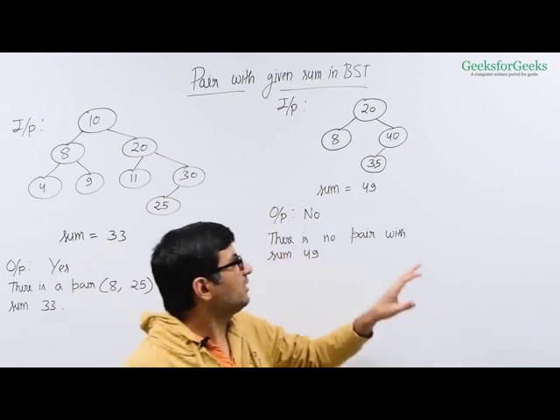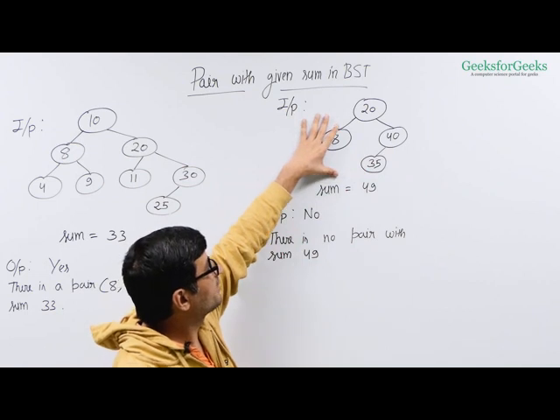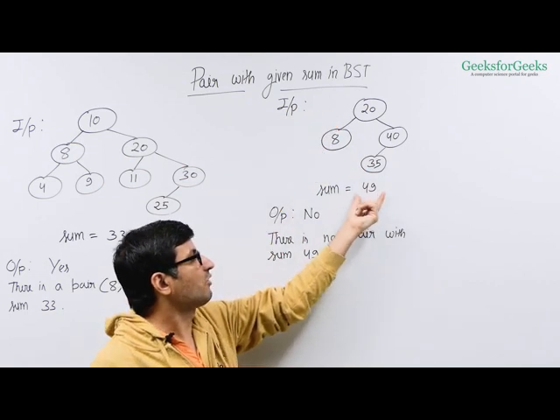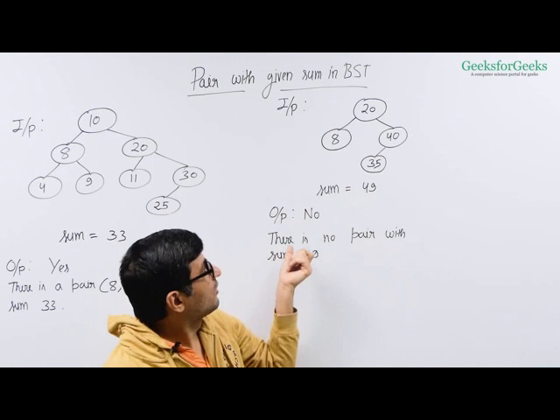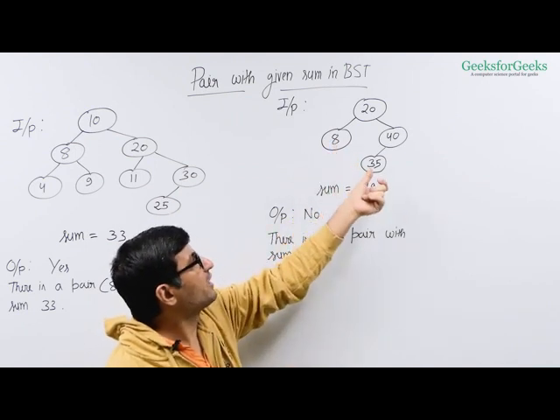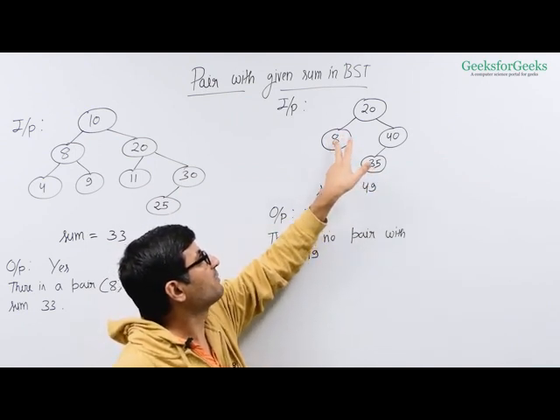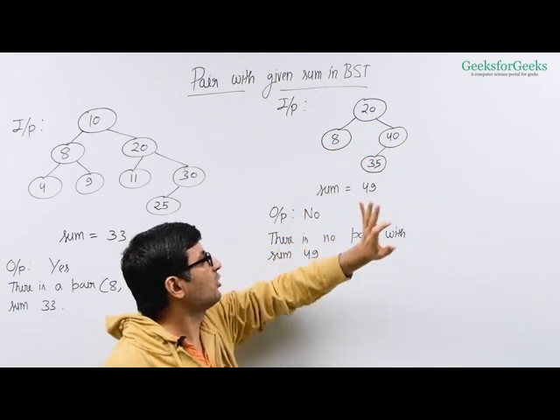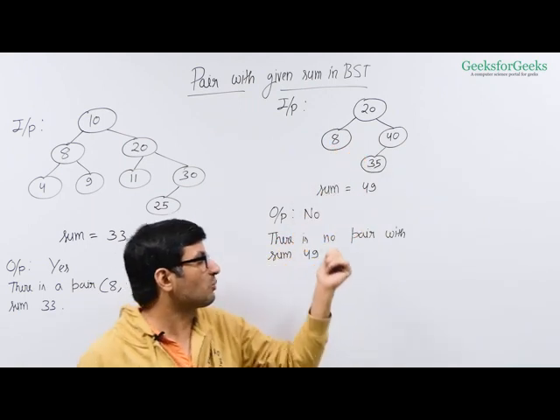Let's see this example. We have this binary search tree. We have this sum 49. We do not have any pair whose sum is 49. We have a pair 40 and 8 whose sum is 48, but no pair with sum 49. So our output is no.